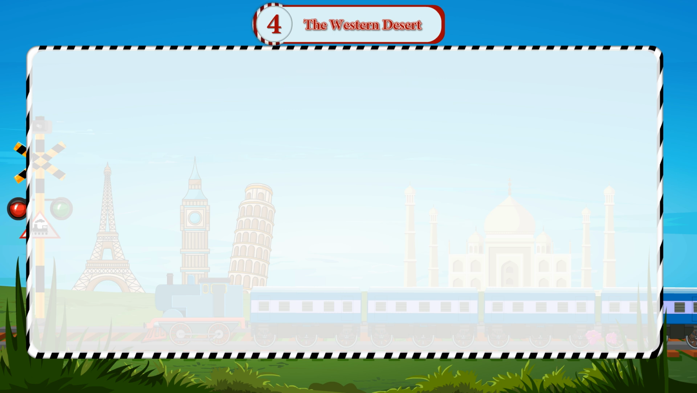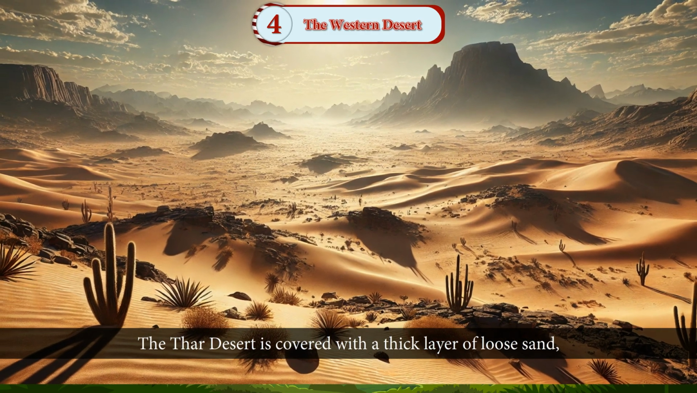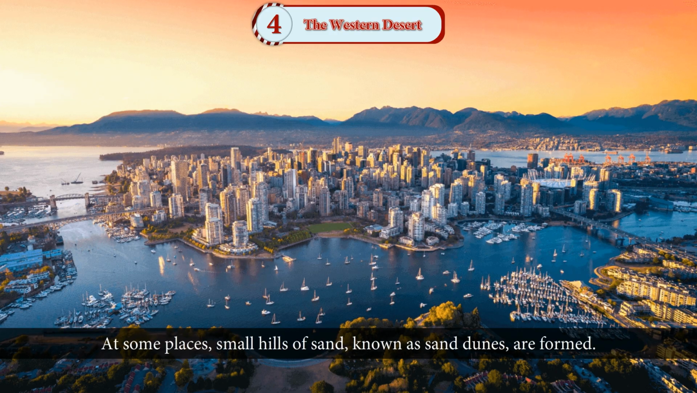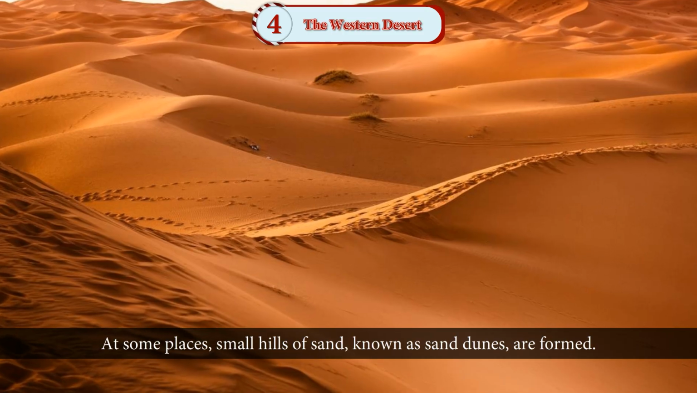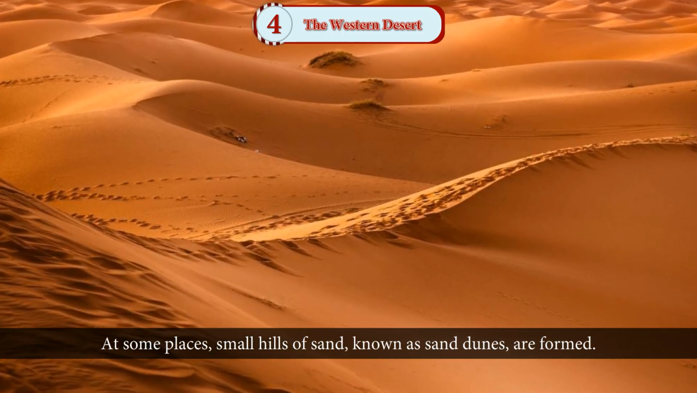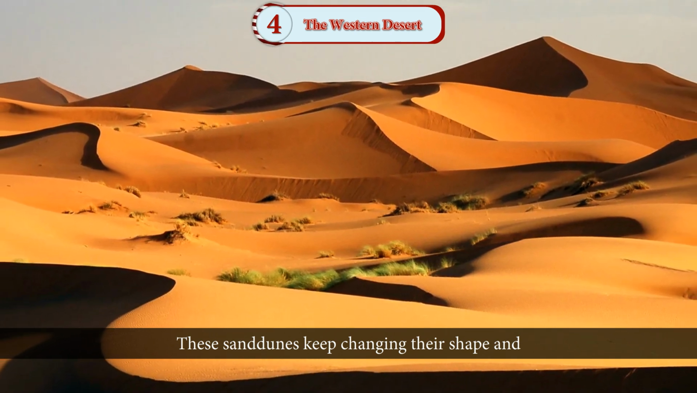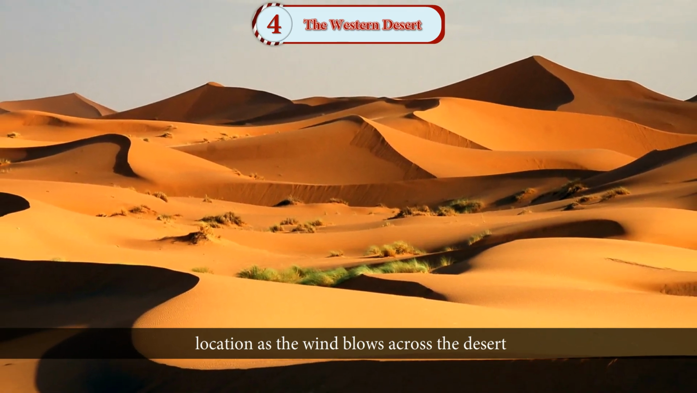The land. The Thar Desert is covered with a thick layer of loose sand, which makes the land dry and arid. At some places, small hills of sand known as sand dunes are formed. These sand dunes keep changing their shape and location as the wind blows across the desert.